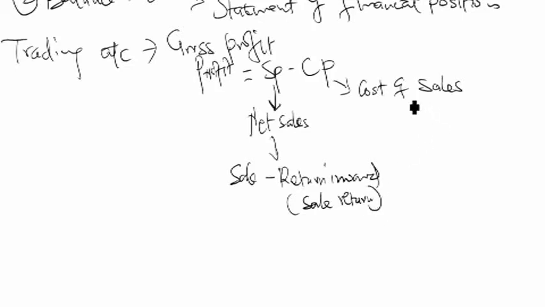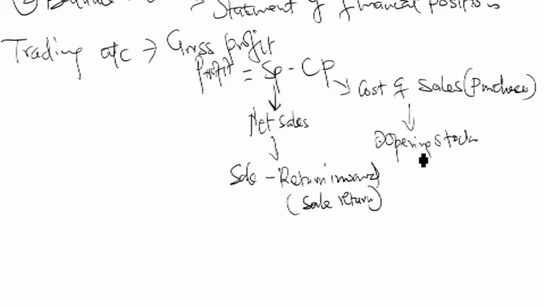What about the cost of sale? Cost of sale comprises three parts, or three things. The first one is the opening stock. When you're talking about cost of sales, you're talking about purchases. In the purchases, we have the opening stock. What is the opening stock? Opening stock is the stock at the beginning of our financial year.